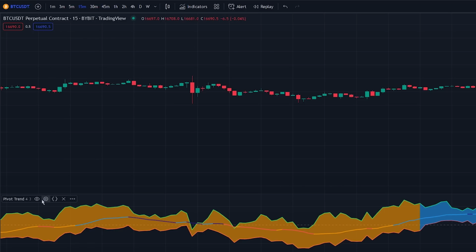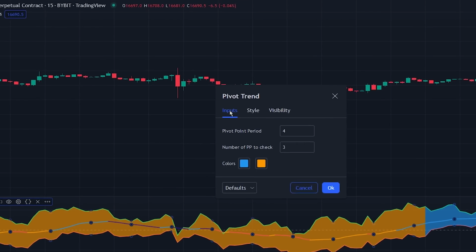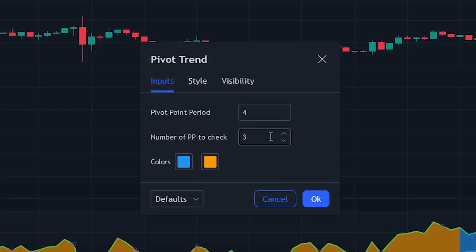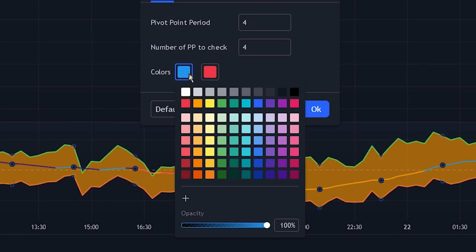Head over to the Pivot Trend settings and click on the Inputs tab. First, we will change the number of pivot points to check to 4. Next, we will be changing the orange color to red and the blue color to green.